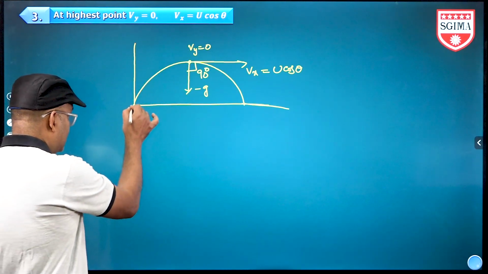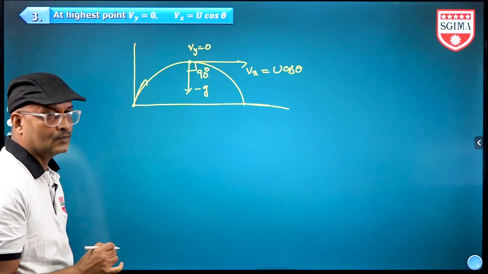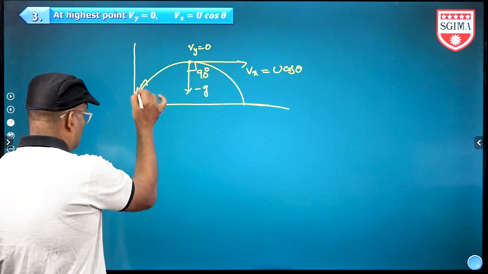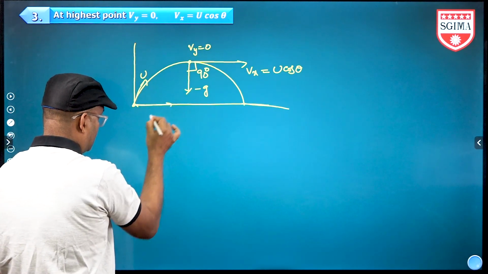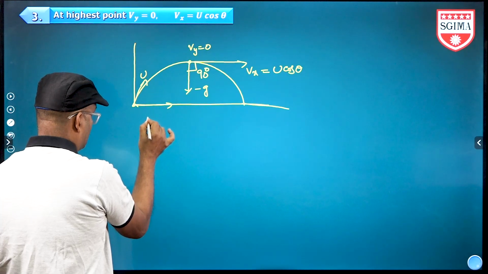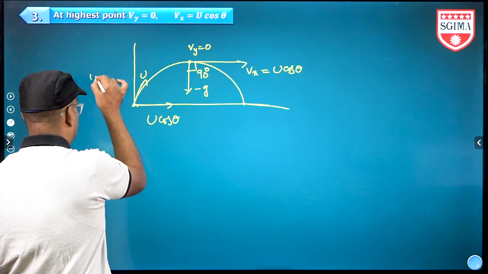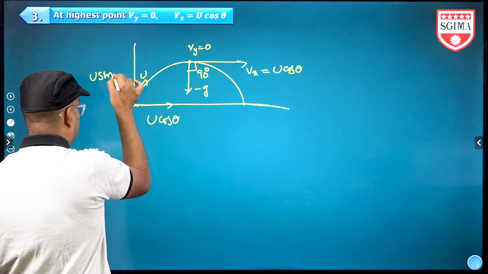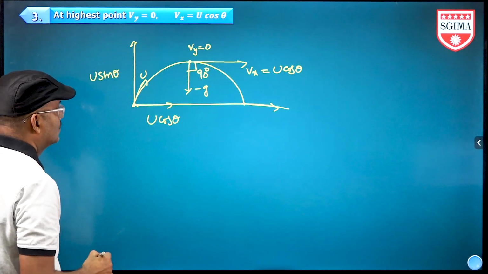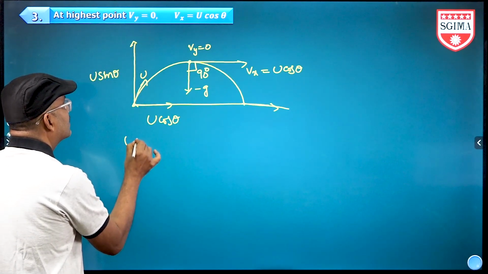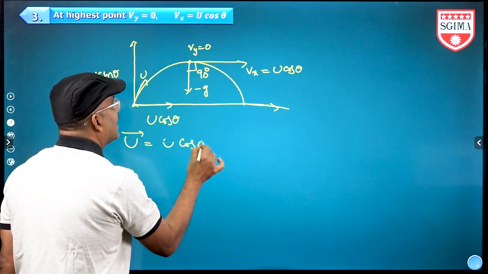Okay, you can write these velocities in vector form. Initial velocity u I can write in vector form. Along the horizontal direction, velocity is u cos theta. Along the vertical direction, velocity is u sin theta. So, initial velocity in vector form is u cos theta i cap.